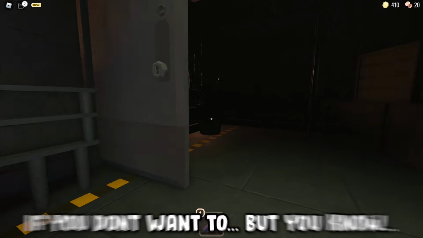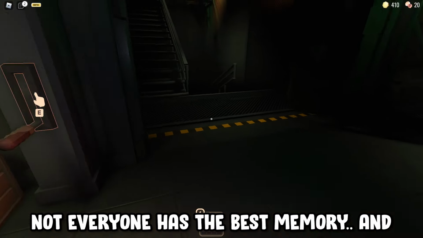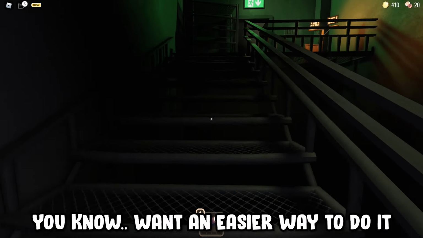You don't have to write it down if you don't want to, but not everyone has the best memory, and I suggest writing it down if you want an easier way to do it.